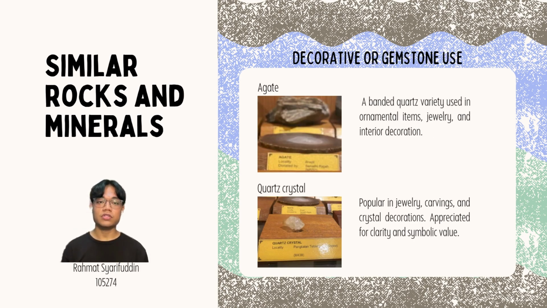Some minerals are also valued for their aesthetic and symbolic appeal. Agate, with its beautiful banding, is used in jewelry, ornamental items, and interior decorations. Quartz crystal, especially when clear, is a popular material for carvings, decorative items, and even spiritual purposes. These minerals not only serve functional roles but also contribute to art and culture.